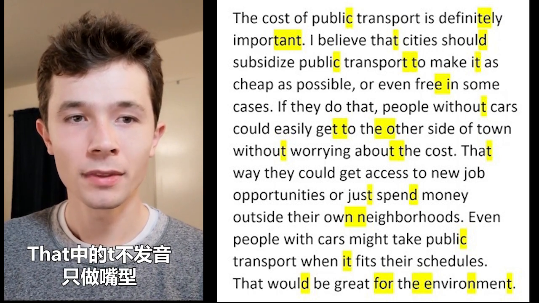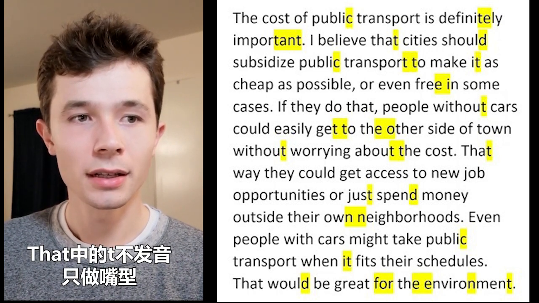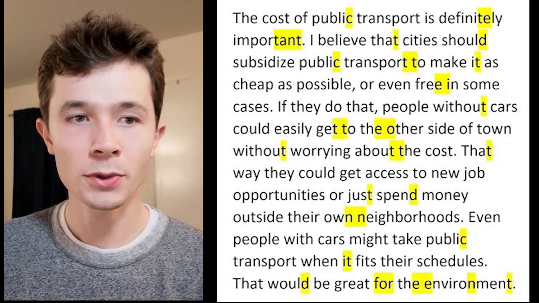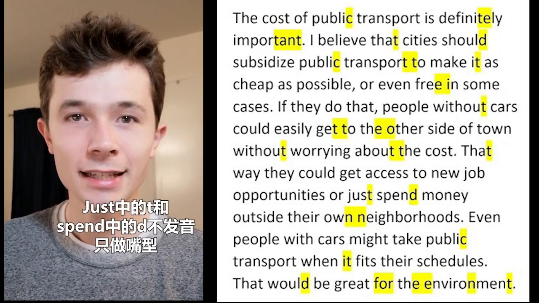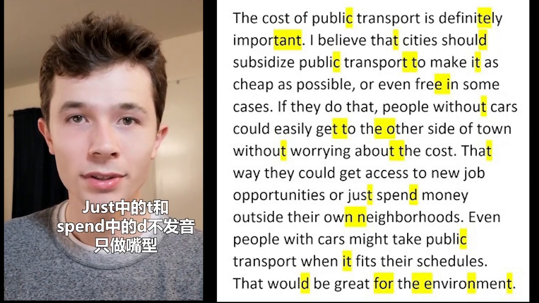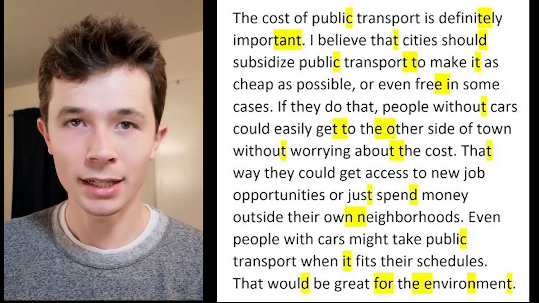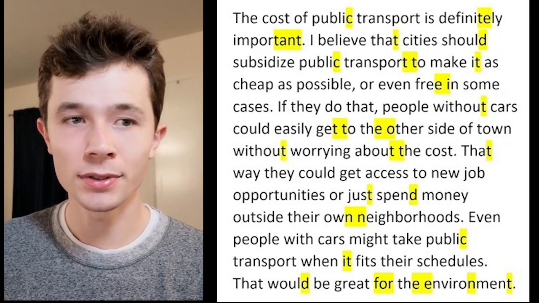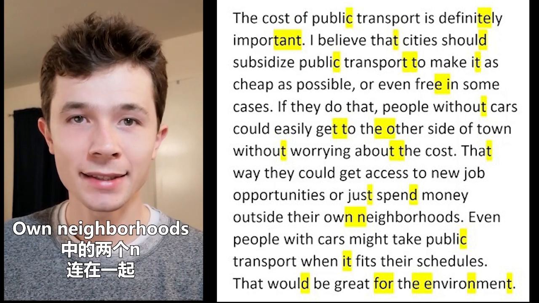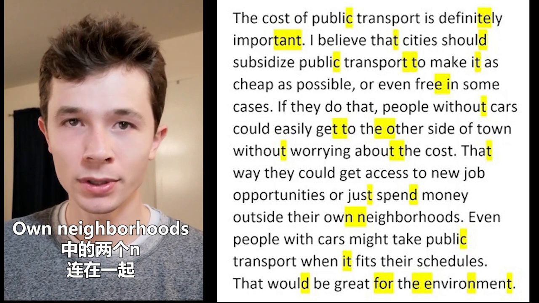That way, this T disappears. That way, they could get access to new job opportunities or just spend money. Now, this T and this D both disappear. Just spend money. Just spend money. Or just spend money outside their own neighborhoods. These two N's connect. Own neighborhoods.